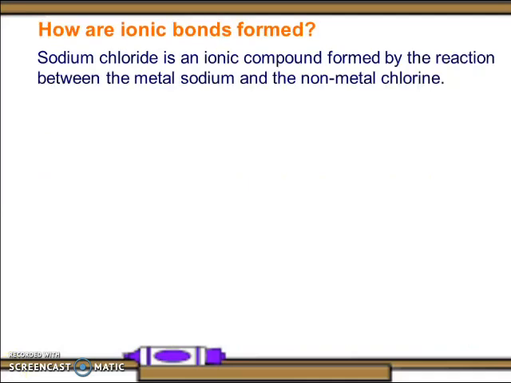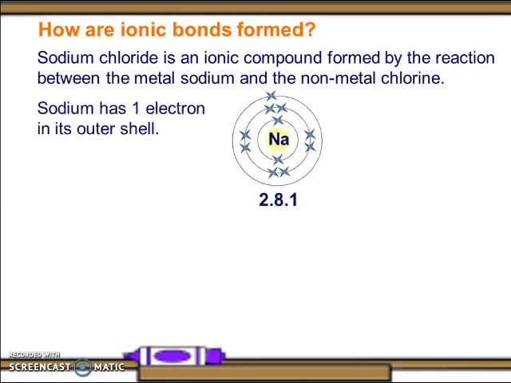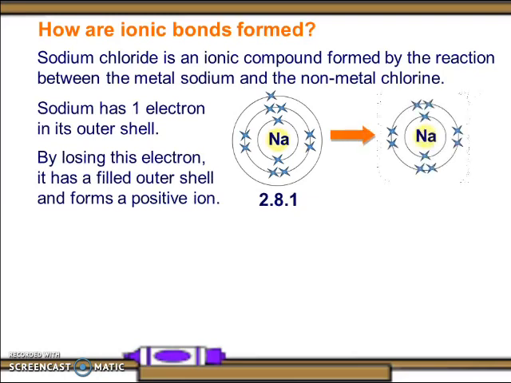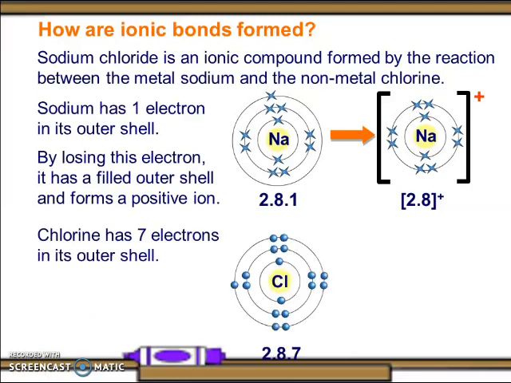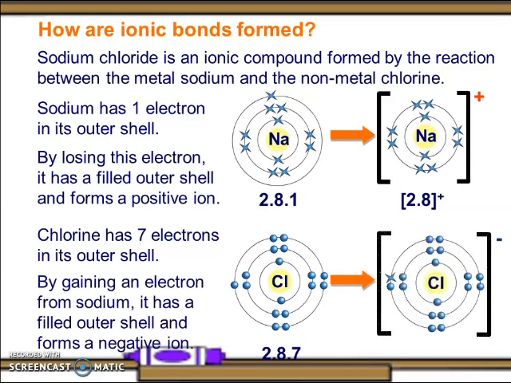How are ionic bonds formed? Sodium chloride is an ionic compound formed by the reaction between the metal sodium and the non-metal chlorine. Sodium has one electron in its outer shell. By losing this electron, it has a filled outer shell and forms a positive ion. We have 2 electrons in the first energy level, 8 electrons in the second energy level, and 1 electron in the third energy level. Chlorine has 7 electrons in its outer shell. By gaining an electron from sodium, it has a filled outer shell and forms a negative ion.